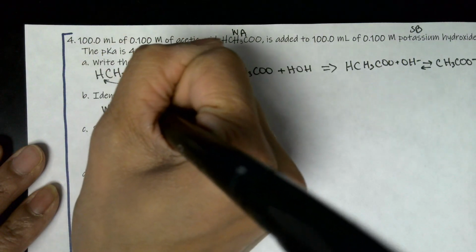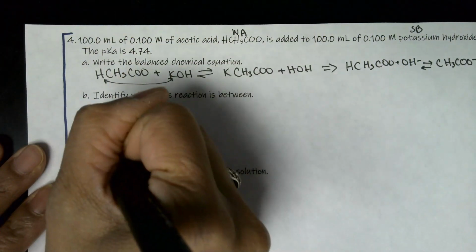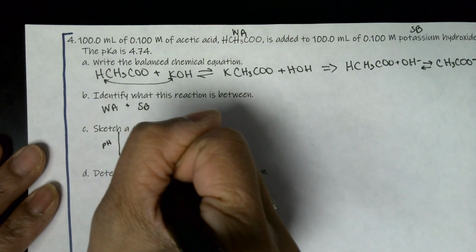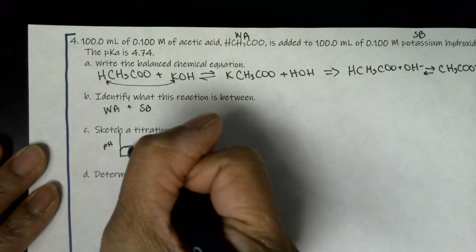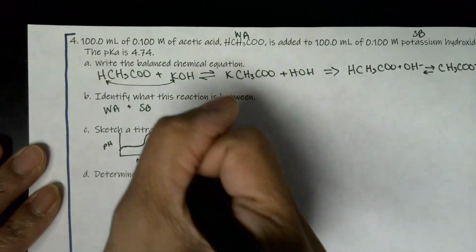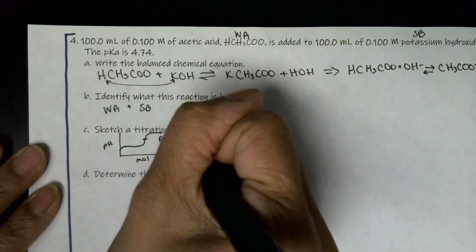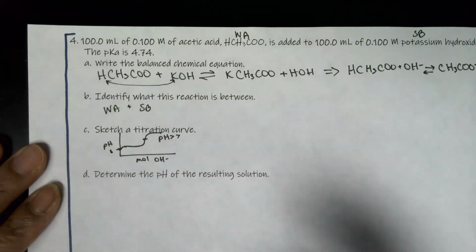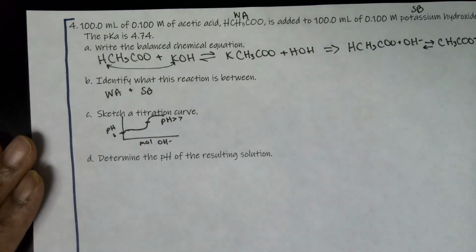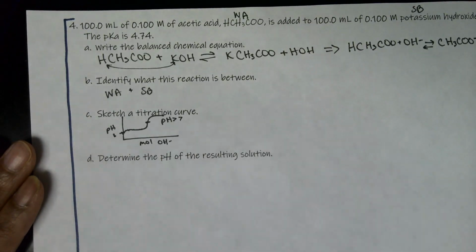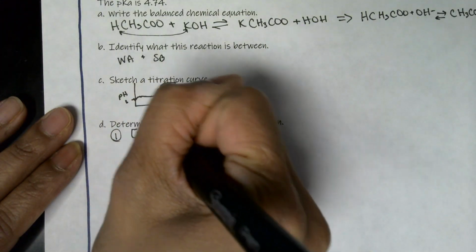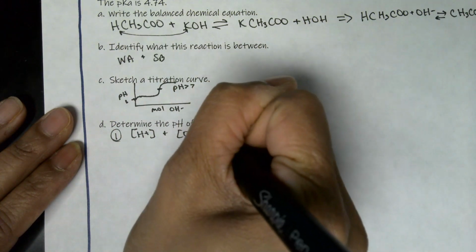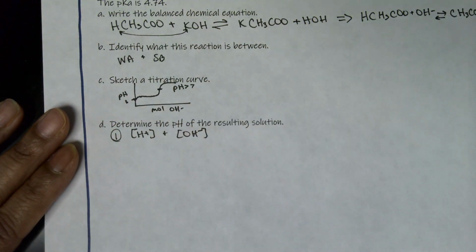So this reaction is between a weak acid and a strong base. So kind of going back to our previous one, pH, we have our moles of OH minus. There's going to be a little bit of a dip like that. So that pH is going to be greater than 7. This pH right over here is around a 3. So we've got to figure out what we have here. First step, we're going to figure out the concentration of H plus and OH minus. Do that exactly like we did before.